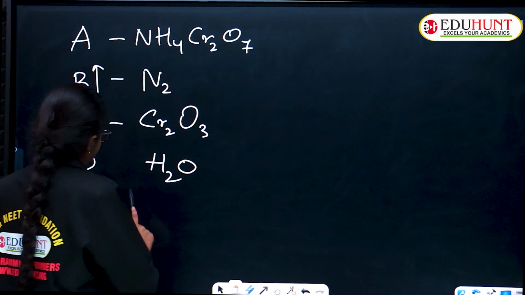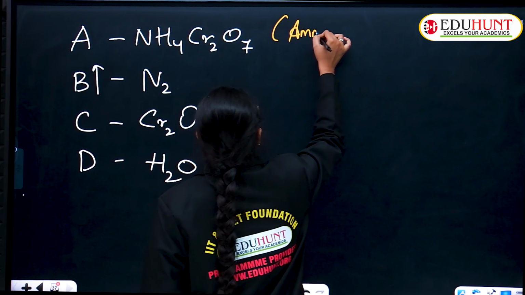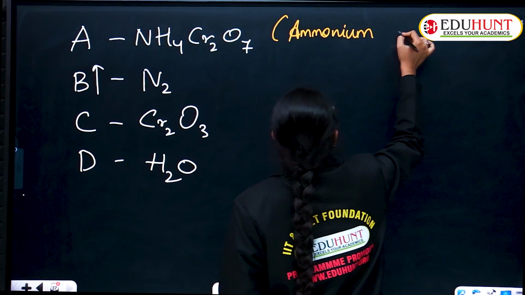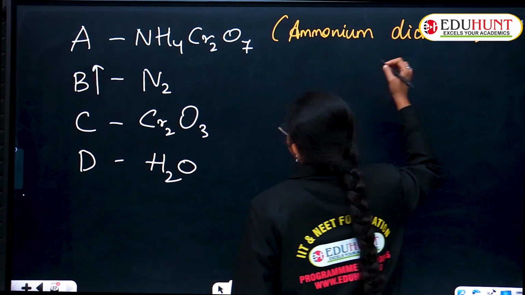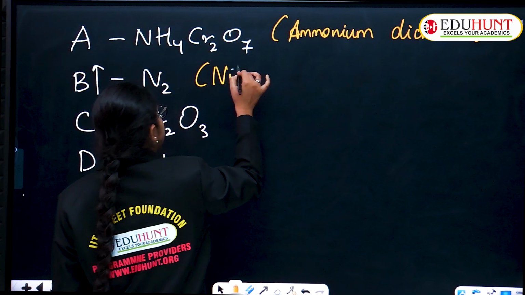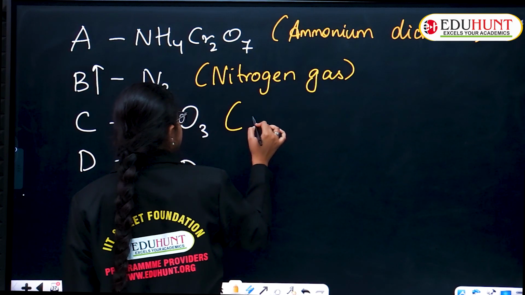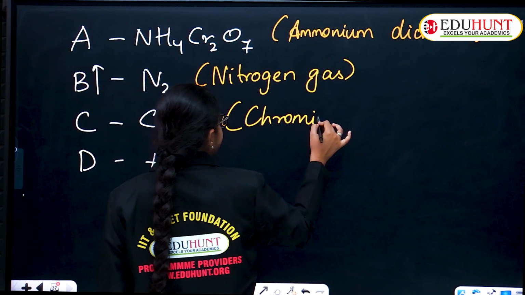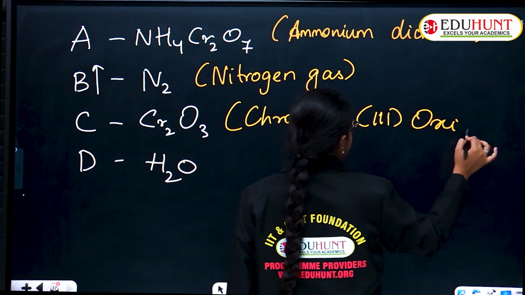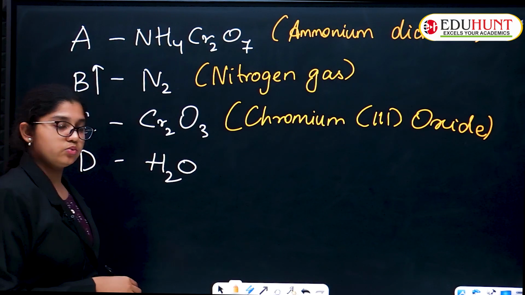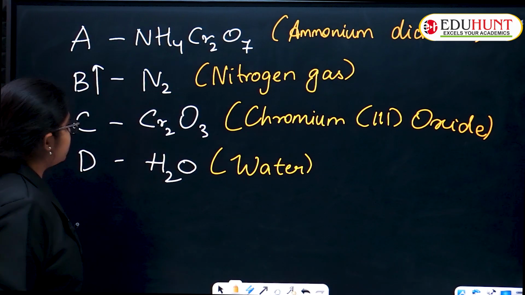I'll write the names for you. The names of these: it is ammonium dichromate, this is nitrogen gas, children, and this is chromium 3 oxide, and the water molecule, H2O. Yes, water.